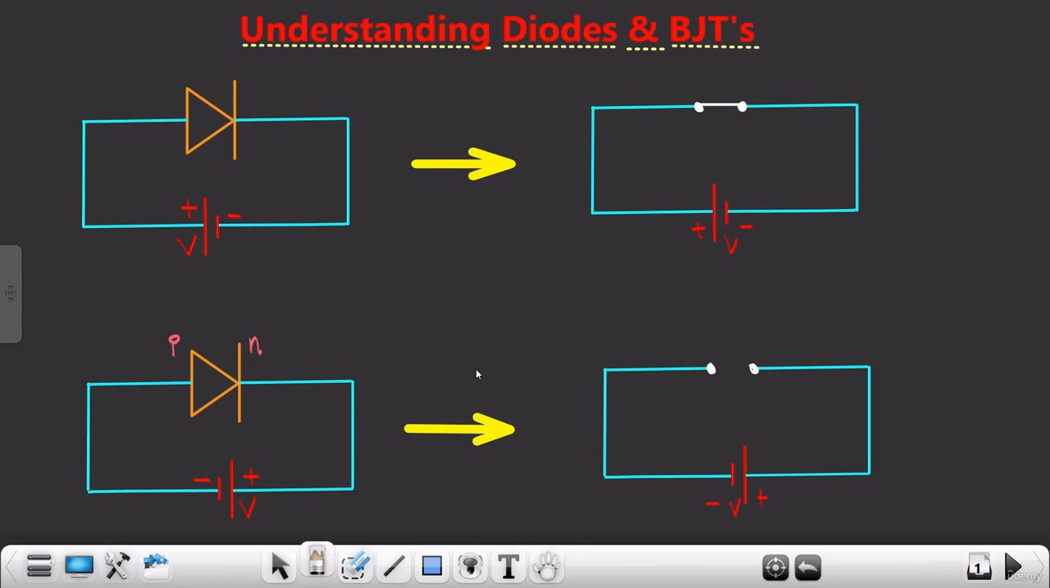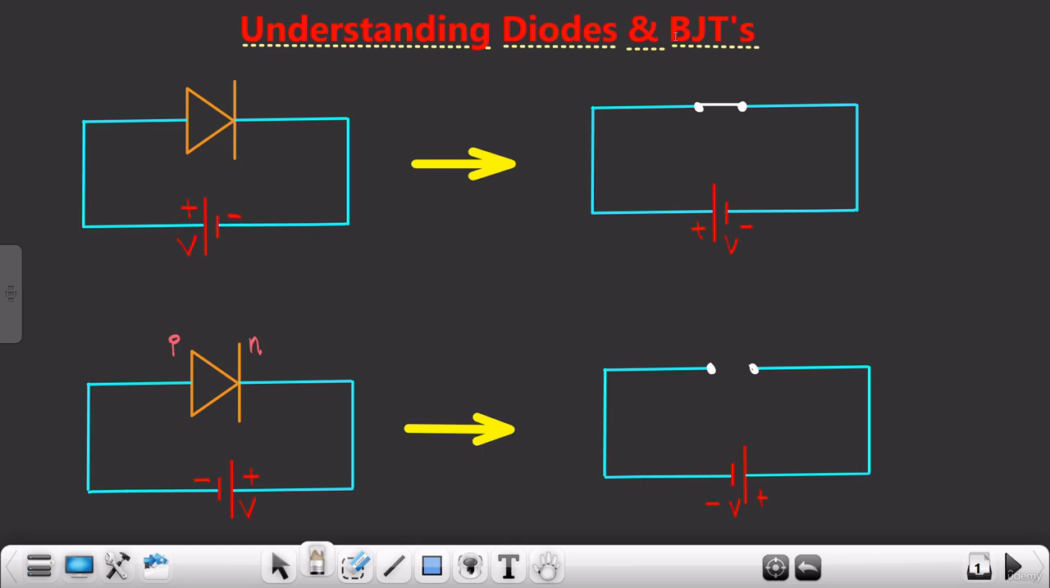Although I had explained these components separately in two different courses, that is analog electronics part 1, which deals with the diode and the capacitors, and analog electronics part 2, which was again made by me and deals with BJTs, in this video we'll try to revise the concepts of diodes and BJTs very quickly.